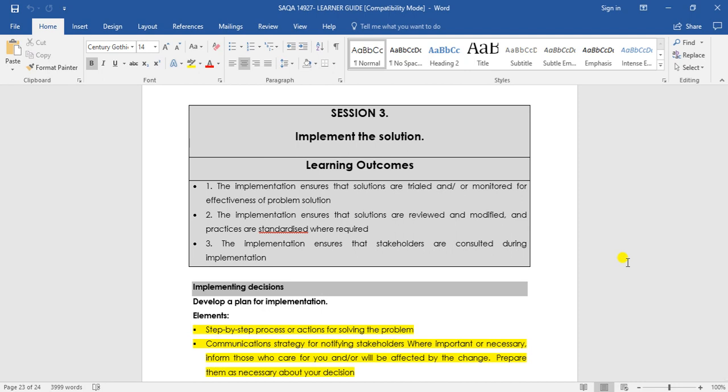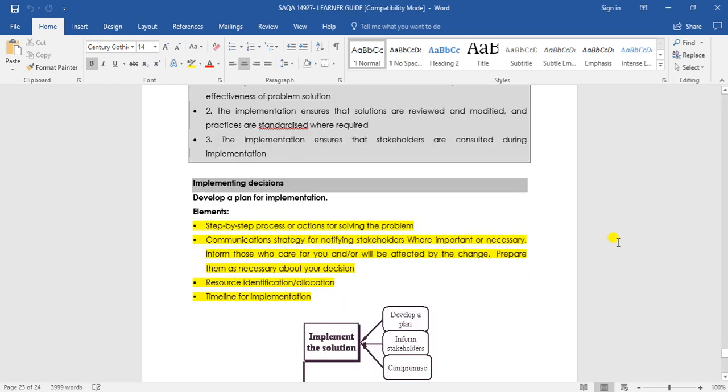The learning outcomes for session 3: the first one, the implementation ensures that solutions are trialled and/or monitored for the effectiveness of the solution. The implementation ensures that solutions are reviewed and modified, and the practices are standardized where required. The implementation ensures that stakeholders are consulted during implementation.